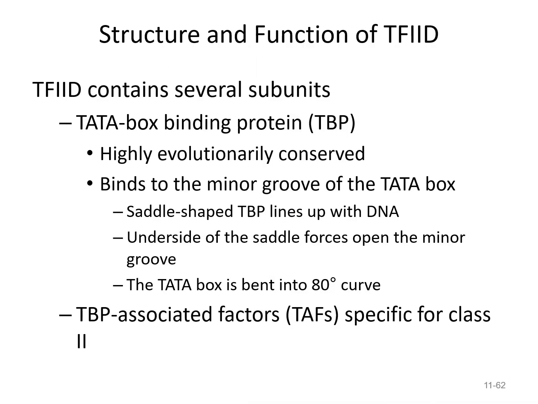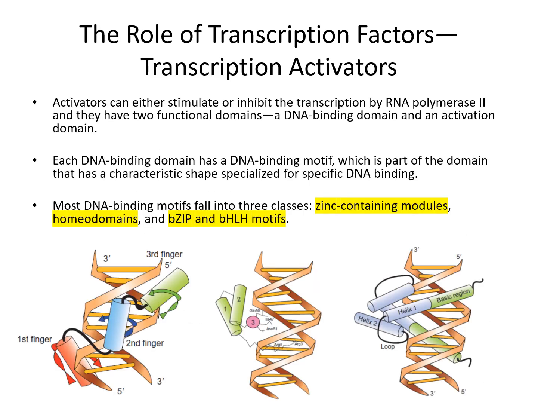The primary protein of TFIID is the TATA binding protein, the TBP, and it is associated with many TBP-associated factors, TAFs. And the transcription activators can bind to the DNA, so they have a specific domain, a motif that helps the activator to bind to the DNA.